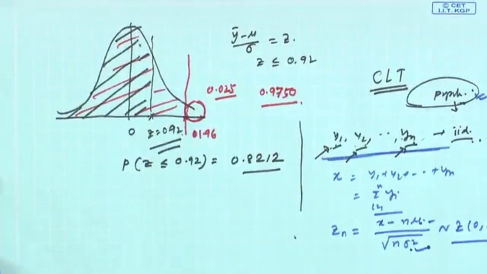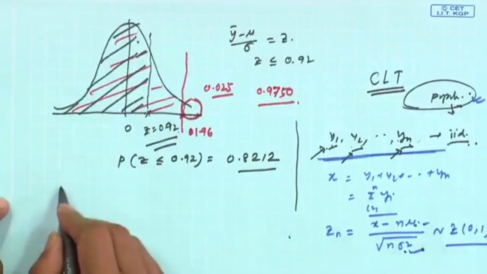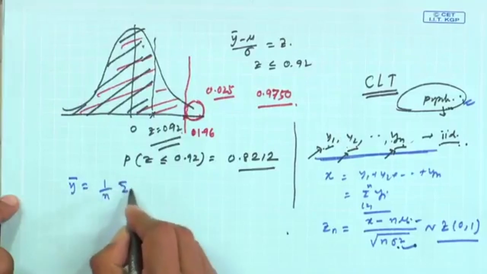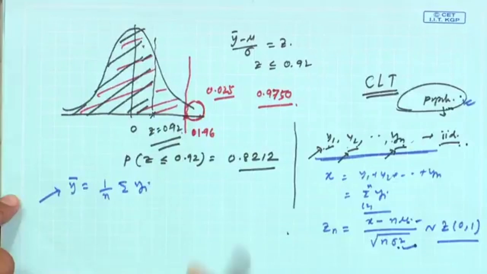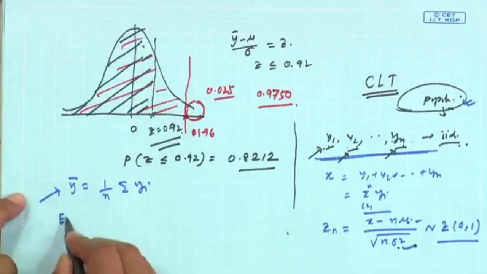Now, let us see what is the use of this unit normal, one important use. Suppose you calculated y bar, which is 1 by n times the sum total of yi. y bar is a statistic. So, it is a random variable. So, it has an expected value.